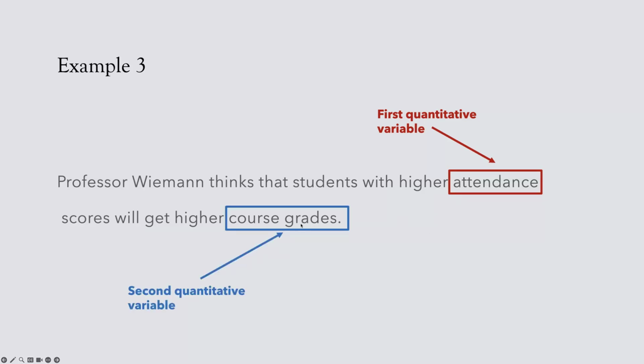And then our second quantitative variable is course grades. And again, I have higher course grades, that indicates a number. So this is our second quantitative variable. And again, this would indicate a positive relationship. So on a scatter plot, we would see it going up and to the right. And this is an R relationship.